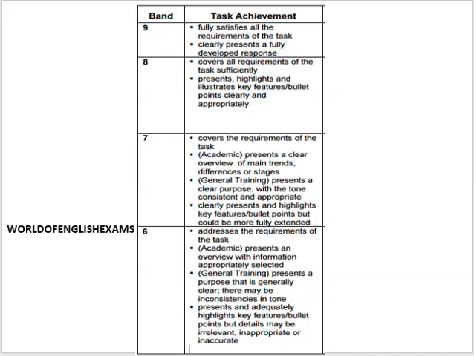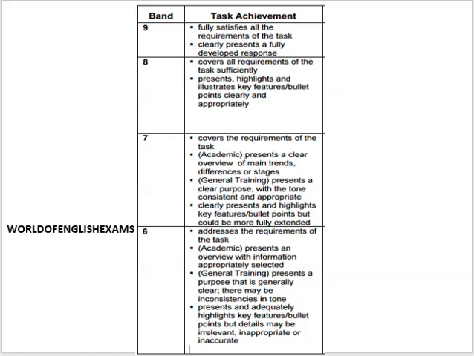Now for academic and general, it is again designated separately. Now let's look at that. Academic: presents a clear overview. Guys, please highlight this point. Presents a clear overview. What does the overview contain? It contains the main trends, differences or stages.